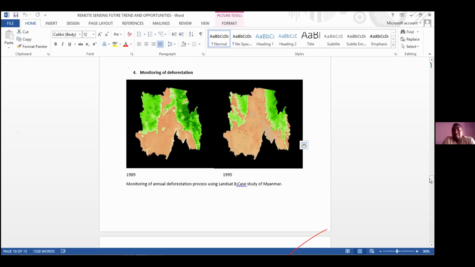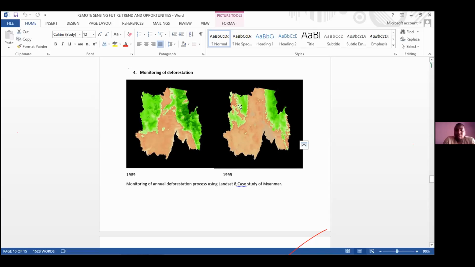For instance, you can see this image on the left side of the screen. This is a 1989 image, a case study of Myanmar. I did this to show you the example, and then you can see the same image in 1995. So what can you see here? You can see what we call deforestation. You can see this area here of the forest. When you come to 1995, it's not there, so that means the forest has been removed.